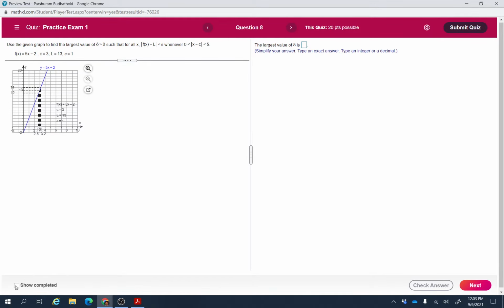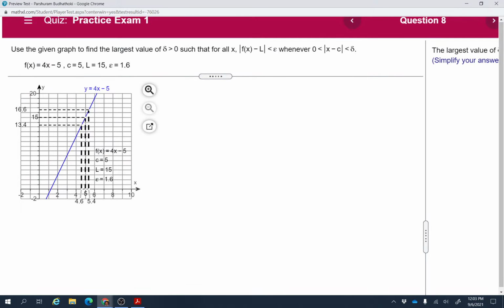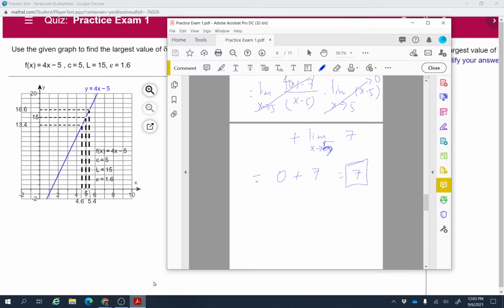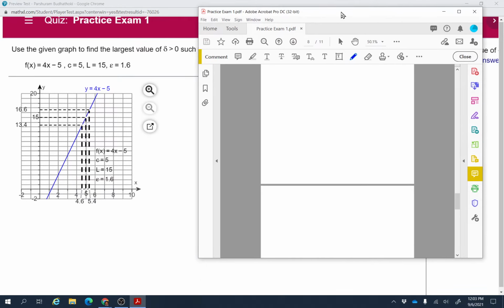Okay, find the delta for this given problem. As you can see, the graph of the function is given, and we are given the function f of x, which is 4x minus 5. We are given the limit of the function, the constant c, and epsilon. For this epsilon, we need to find the delta. This is problem 8.